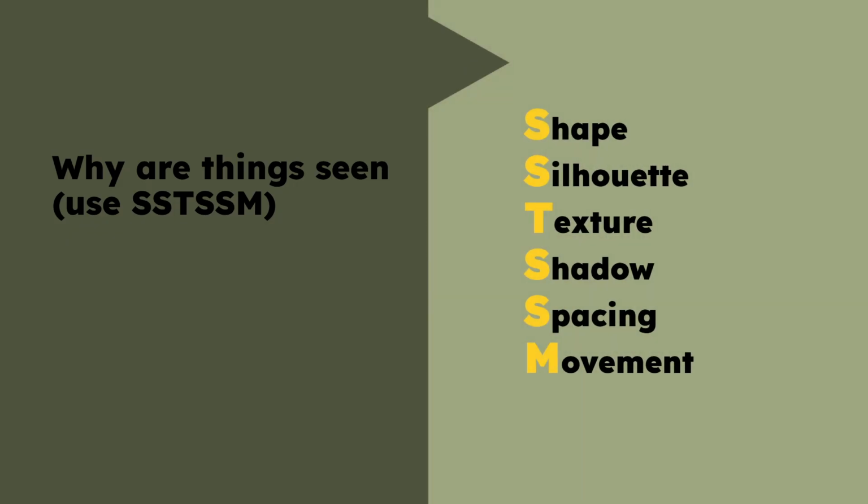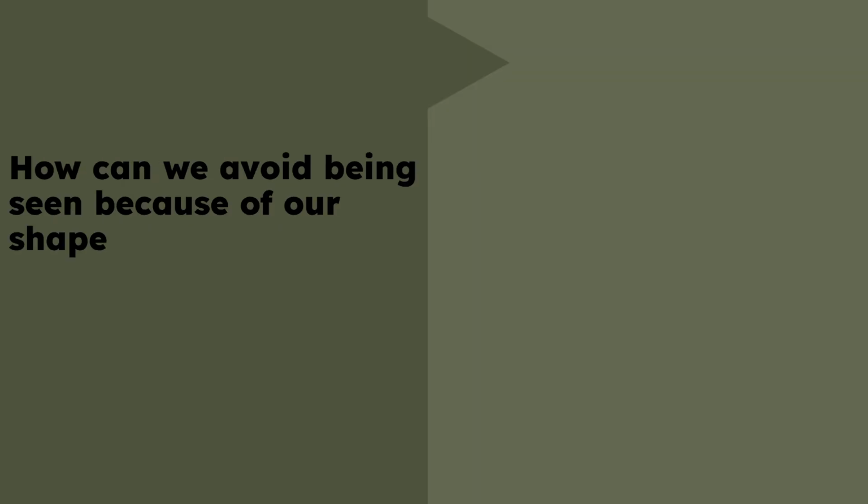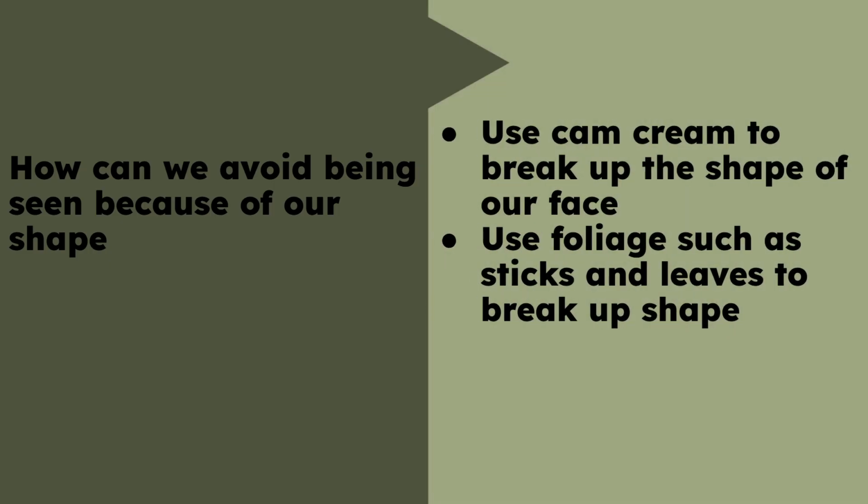Well, it's shape, silhouette, texture, shadow, spacing, and movement. How can we avoid being seen because of our shape? You can use cam cream to break up the shape of our face, or use foliage such as sticks and leaves to break up shape.